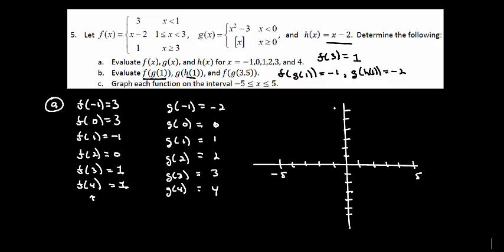When the input is less than -1, it takes on a height value of 3, so not including -1. But on that side, it's got a height value of 3. Now, when it's between 1 and 3, including 1, not including 3, it takes on x minus 2. So it's going to have a y-intercept of -2. Okay, so y-intercept of -2.